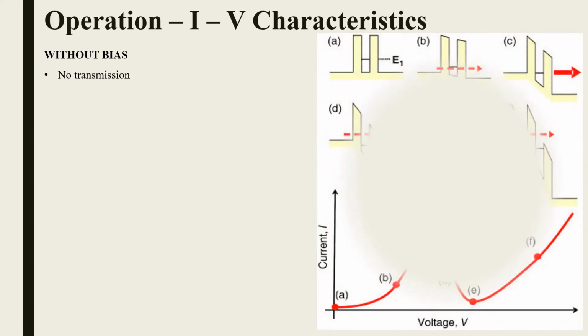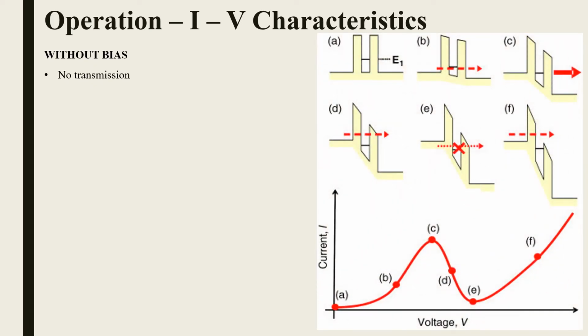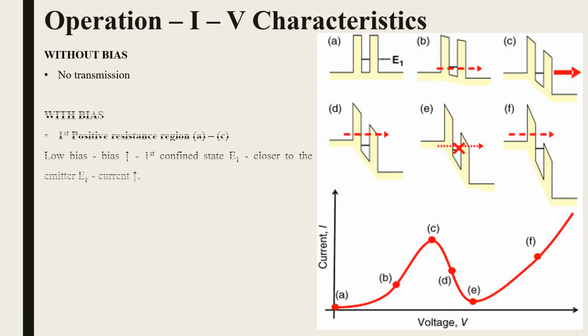Without bias, the energy band diagram is as shown in A with no transmission. With bias, we have three distinct regions being formed. Let us look at the first region, which is the first positive resistance region moving from A to C in the curve which is depicted below.